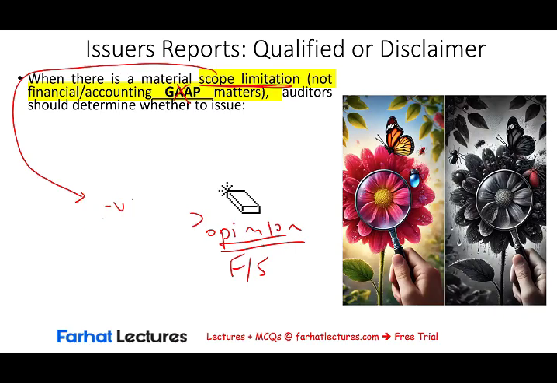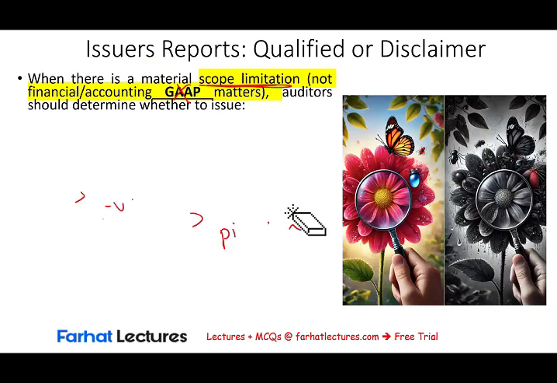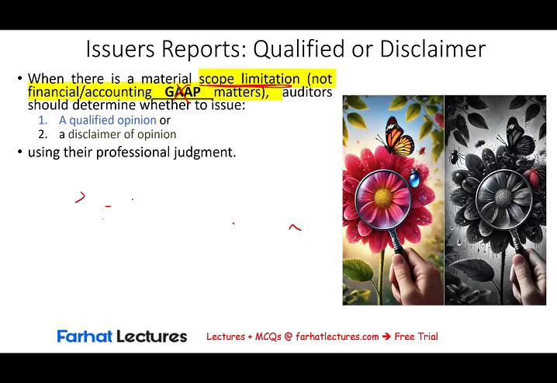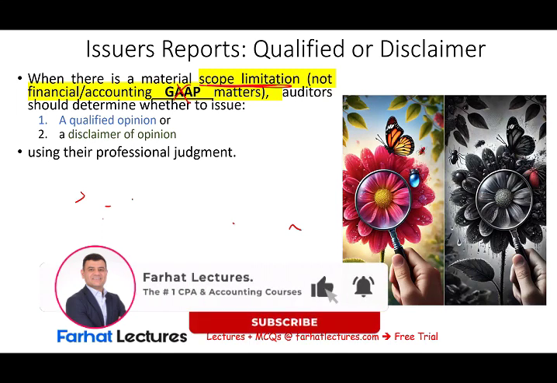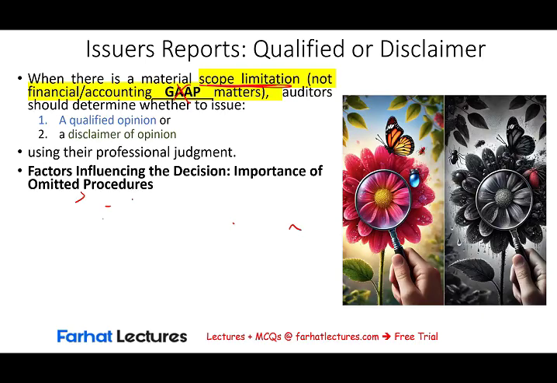Under those circumstances, when they cannot collect evidence, the auditor has to decide whether to issue a qualified opinion, and a qualified opinion could also be issued for GAAP purposes, as we saw in the other recording, or to issue a disclaimer. When do we issue a qualified opinion? When do we issue a disclaimer? The auditor will use their professional judgment. What could influence their professional judgment? It all depends on the importance of the evidence omitted, on the procedure, because you need to perform a procedure.